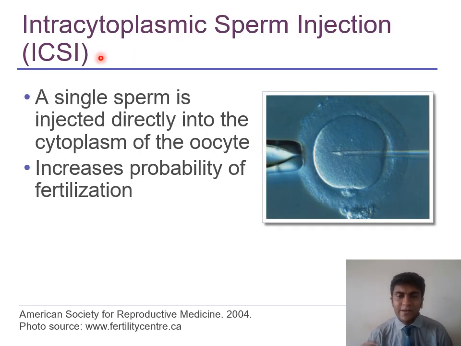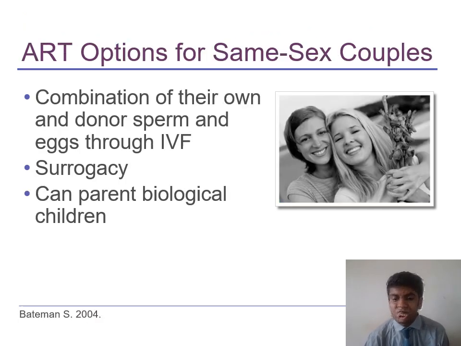ICSI, which is intracytoplasmic sperm injection. A single sperm is injected directly into the cytoplasm of the oocyte, and this will increase the chances of fertilization. When there is specificity, a highly specific cell is directly injected into the oocyte, so there is direct penetration and higher chances of fertilization, implantation, and pregnancy.